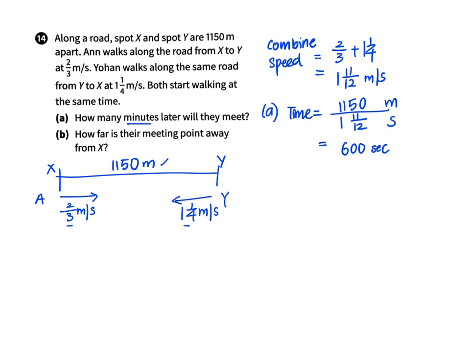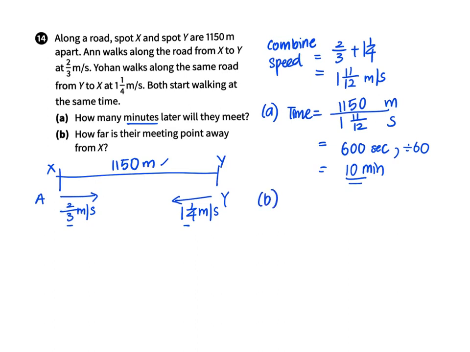Now the question asks us for minutes. How many minutes later will they meet? So 1 minute has 60 seconds, so I'm going to divide by 60, and that will give me 10 minutes. So they will meet 10 minutes later.